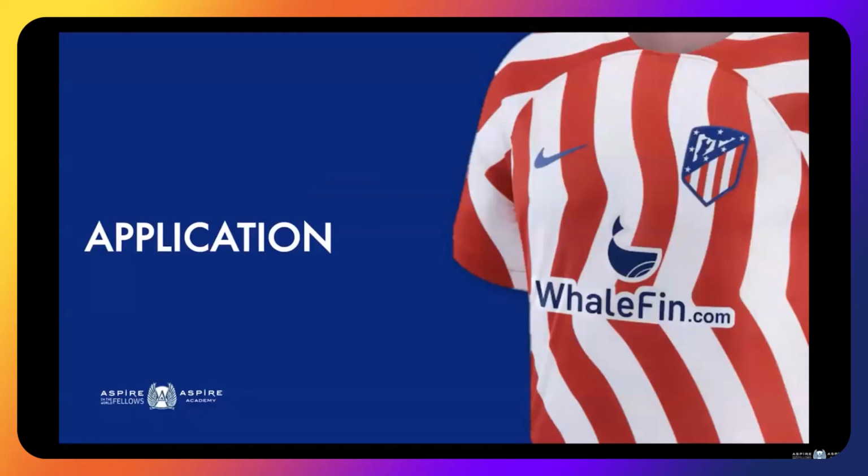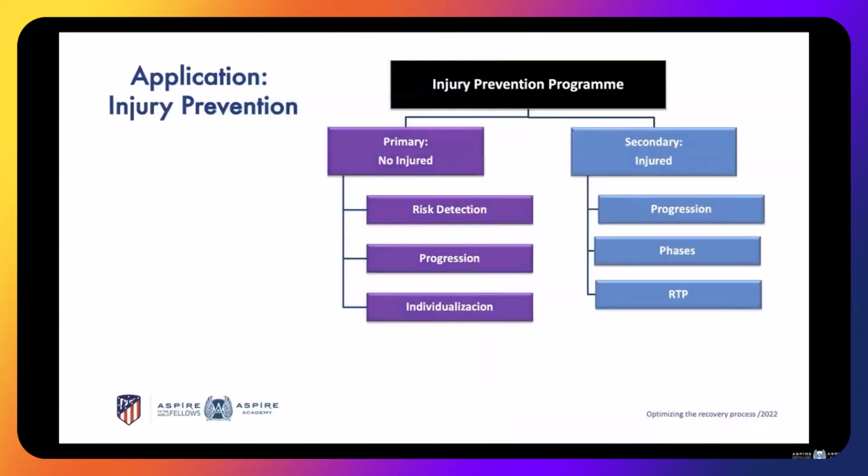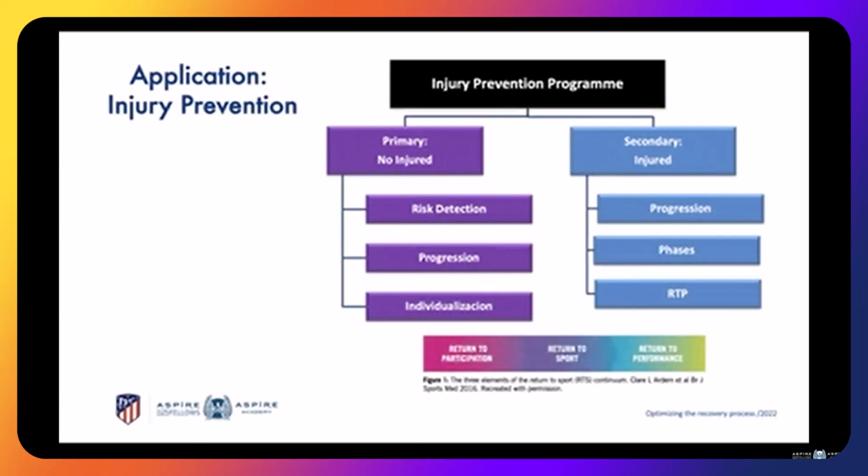So how do we apply all this through the process? We use it in injury prevention, but in our injury prevention program, we have to differentiate between the primary prevention in a non-injured player for risk detection, for progression, and for individualization, and the secondary in an injured player for progression, differentiating phases, and for the return to play or return to performance. So as we can see, this is a continuum. So we have to assess the player constantly to understand their necessities, so we can adapt to the player and not the other way around.